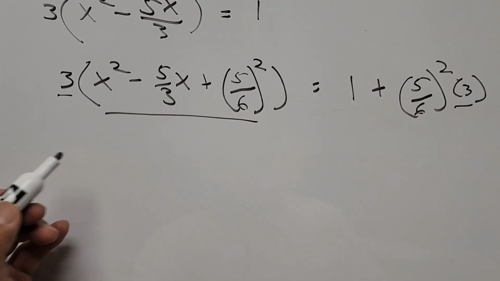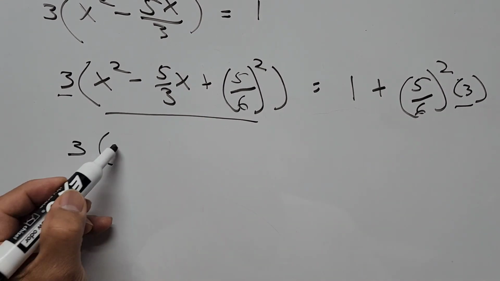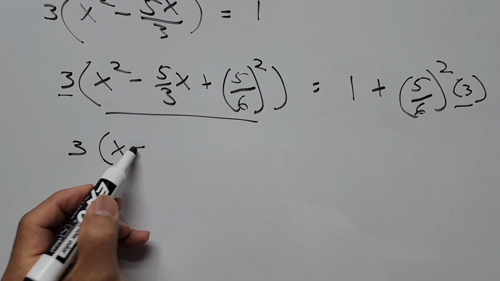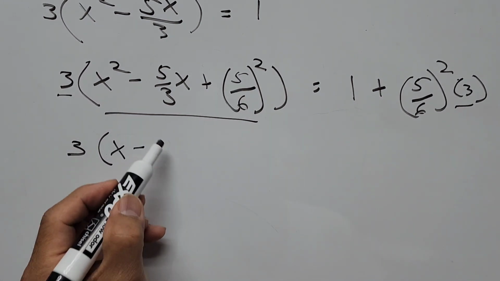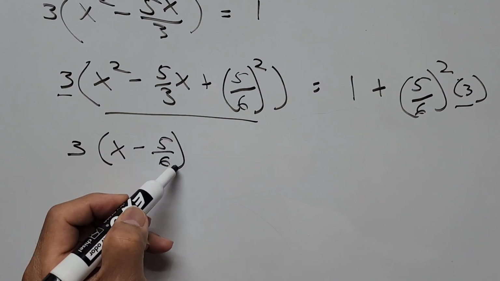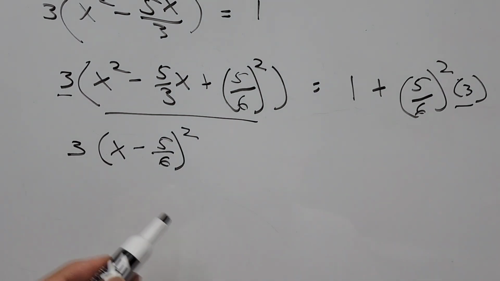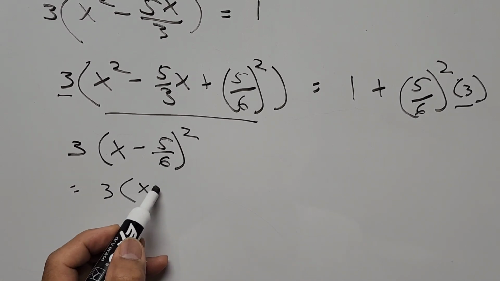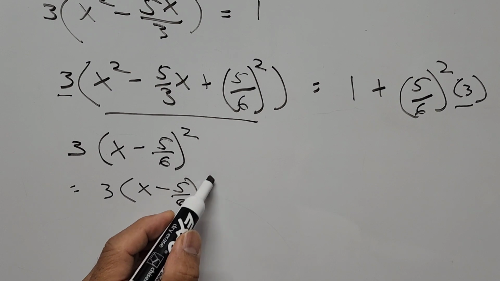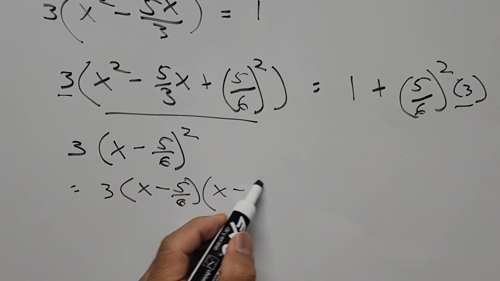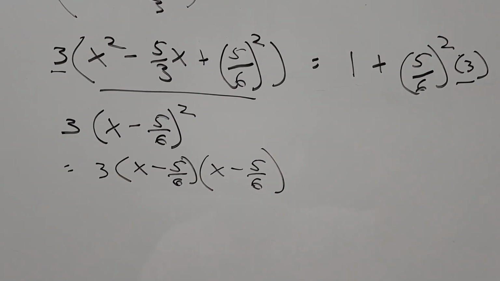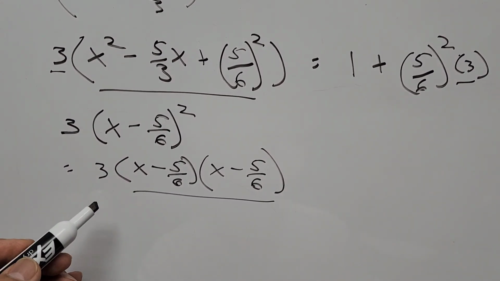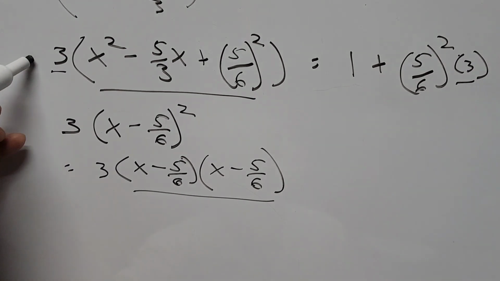So the left hand side can be written as 3 times the quantity x, from x squared, right here, x. This is minus, so we have minus here, and 5/6 squared. Or this can be written the same way as 3 times (x - 5/6) times (x - 5/6). And to verify if we did it correctly, we have to FOIL these two factors. We should end up with the same equation as here.